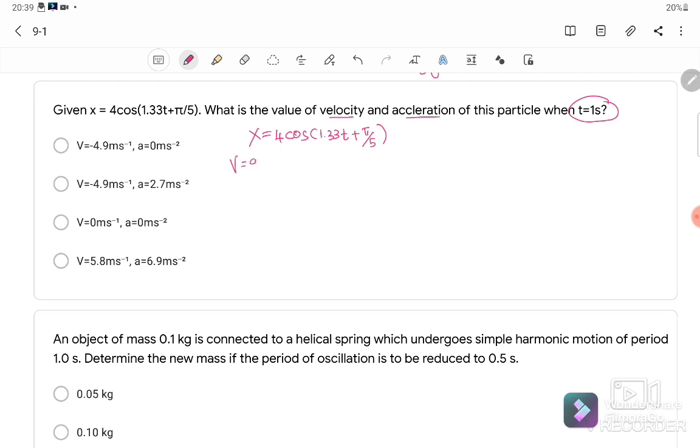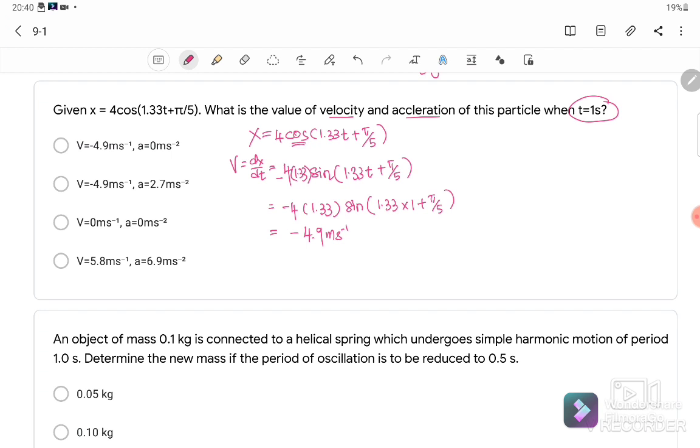We can use v equals dx over dt. We differentiate, we copy back the 4, and we differentiate cos, you will get negative sine. We differentiate omega t, you will get omega, so I write 1.33 here and copy back 1.33t plus pi over 5. When t equals 1 second, you substitute negative 4 times 1.33 sine of 1.33 times 1 plus pi over 5. So the velocity that we will get is negative 4.9 meter per second.